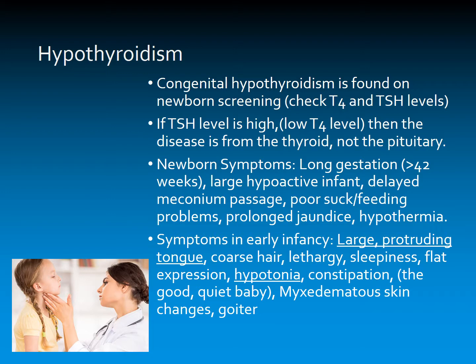Other things you're looking for in kids, the myxedematous skin changes, dry skin, sparse hair or coarse hair, puffiness around the eyes, and then I put on there box 46-5 because it's just easier than typing it all out, and that way you need to look in your book at some of this stuff anyway.